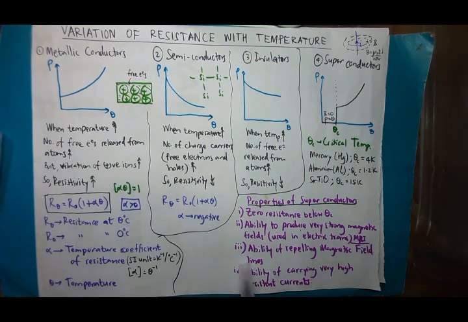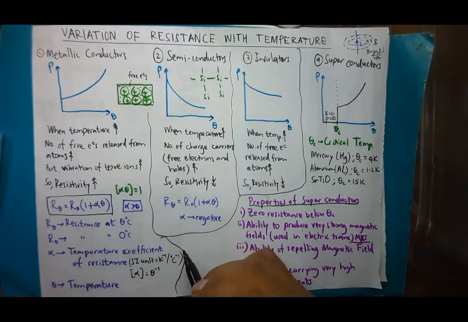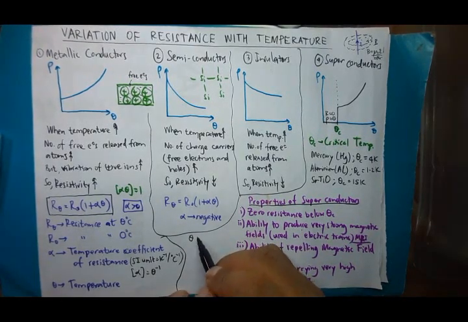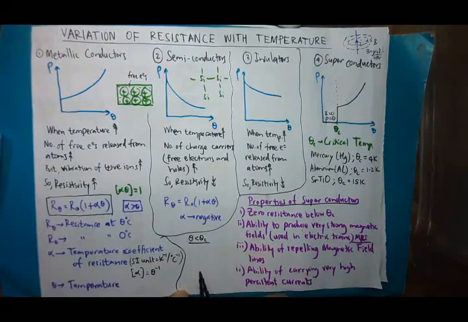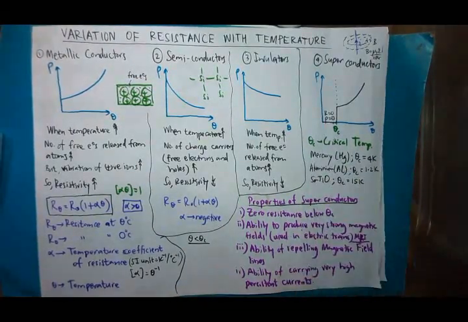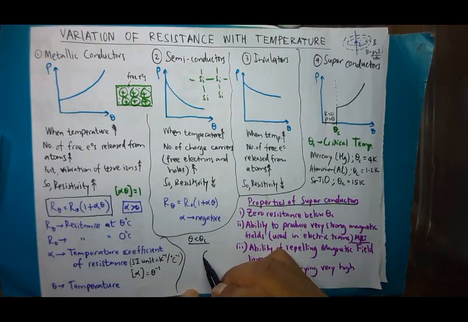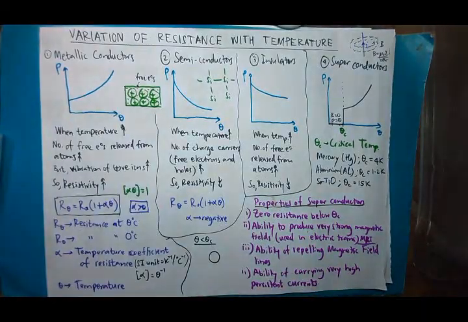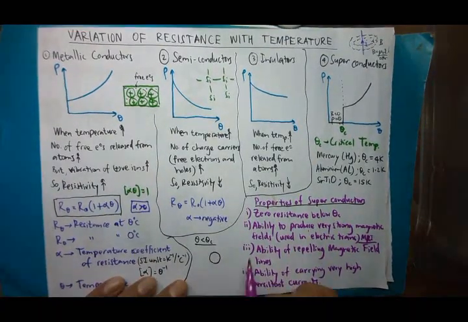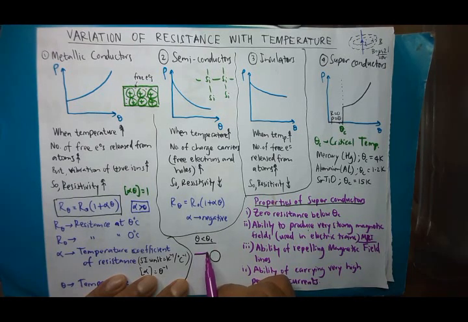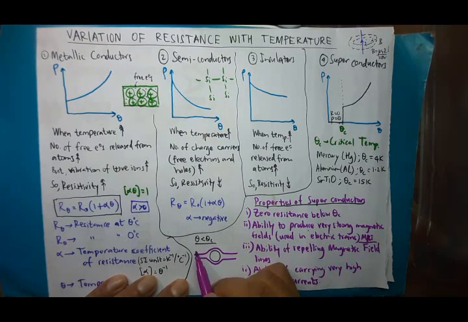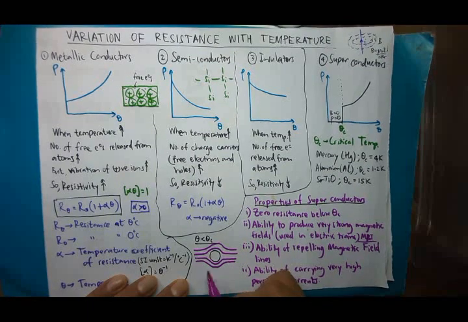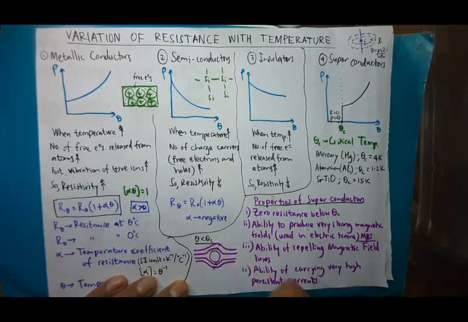So what is this ability of repelling magnetic field lines? If the temperature is less than the critical temperature, imagine a situation like this. We are in this zone. Let's say this is a superconductor. If there is a magnetic field already existing in that area, the field lines will not pass through that conductor. This is how the field lines are going to go, because they will be repelled by the magnetic field created by the superconductor.